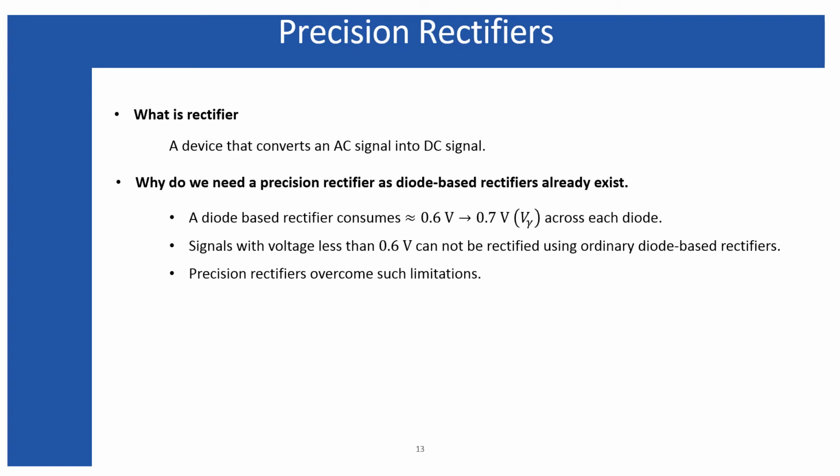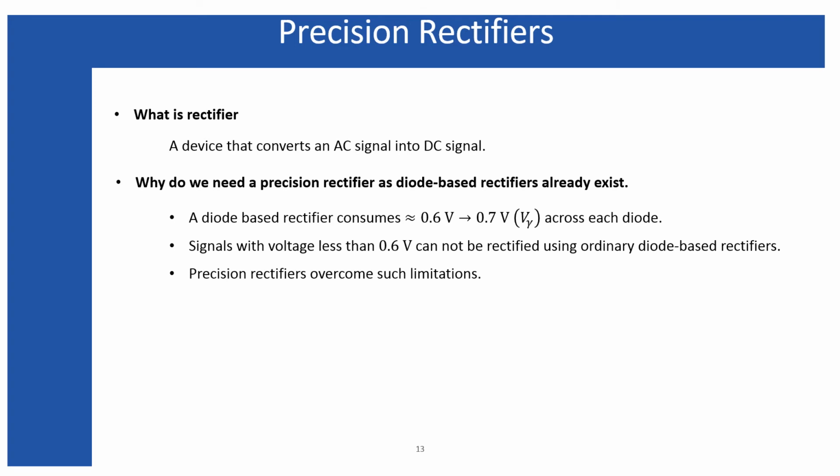The answer to this question I have already given at the beginning: any general purpose diode consumes 0.6 volt to 0.7 volt as the cut-in voltage or threshold voltage or knee voltage across it. So rectification can be done only for voltages greater than these voltages, that means greater than 0.6 to 0.7 volts, voltages more than this range.